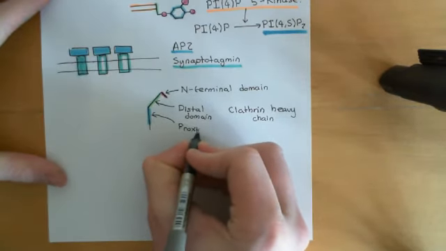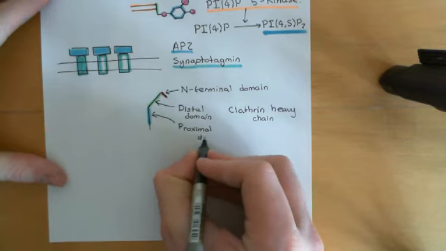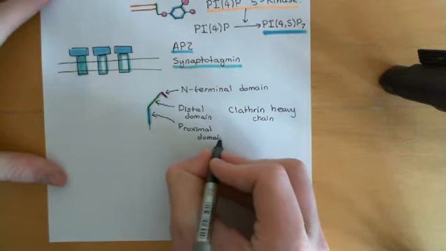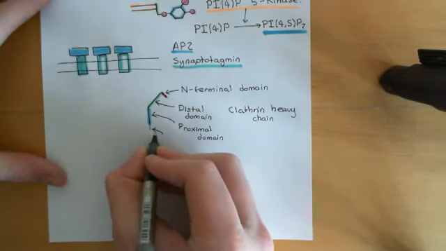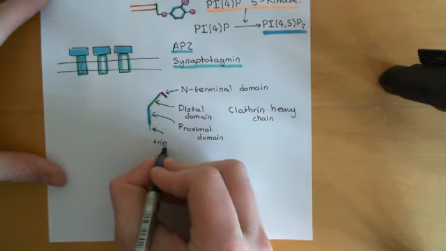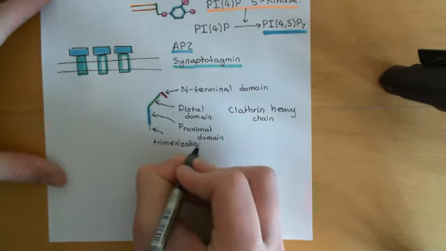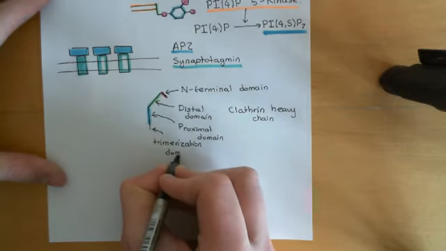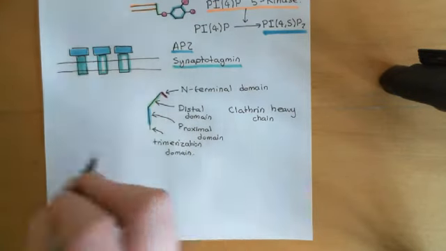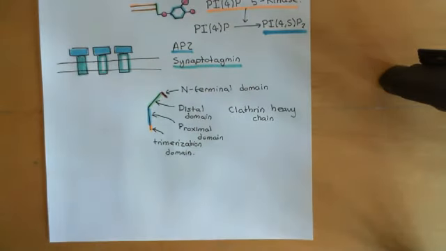And then finally, after the proximal domain, what you then have is the trimerization domain. Okay, so this here, this little portion which I haven't coloured yet, is the trimerization domain. And I think I'll colour in the trimerization domain in orange. Right, so that's the Clathrin heavy chain split into these 4 separate domains.